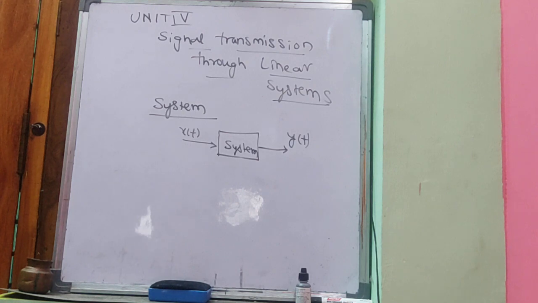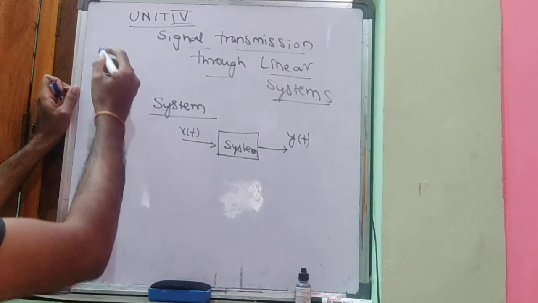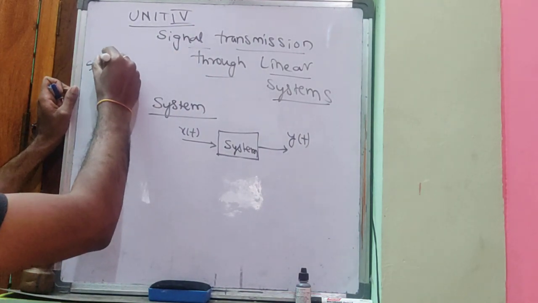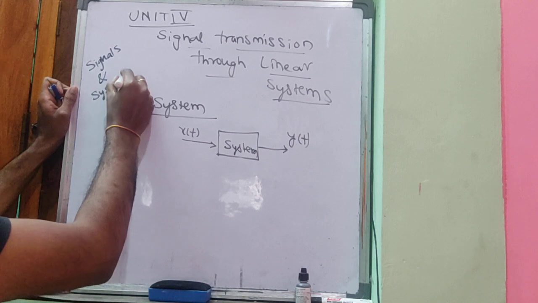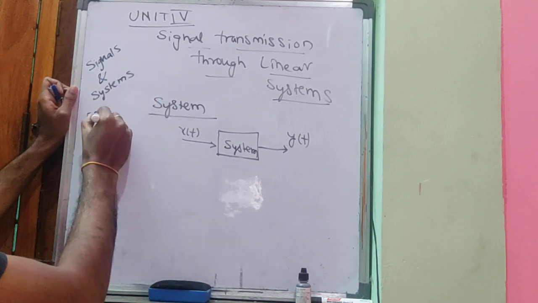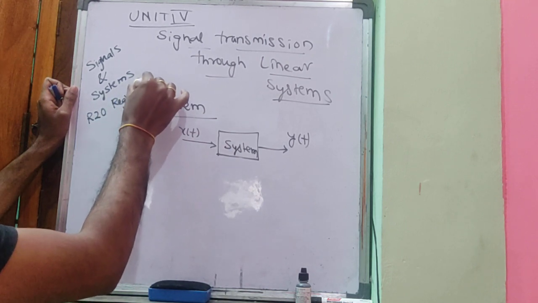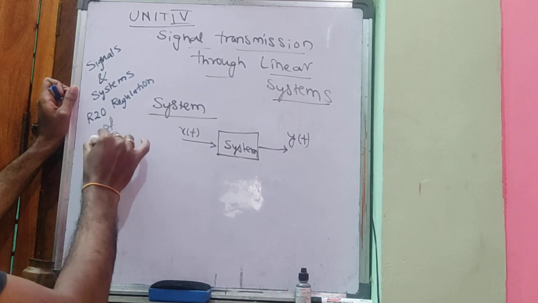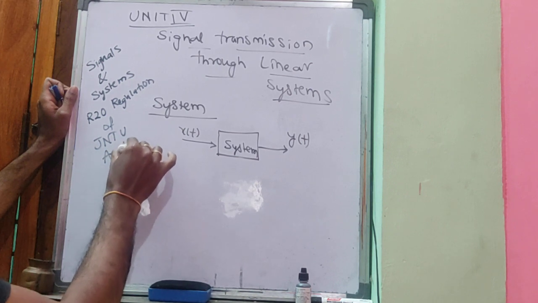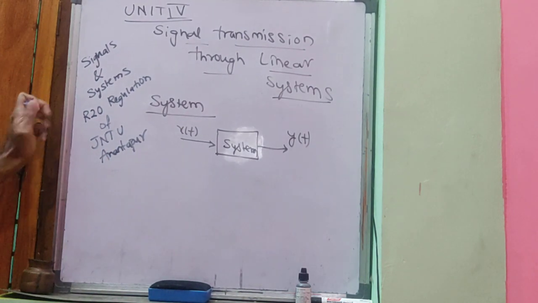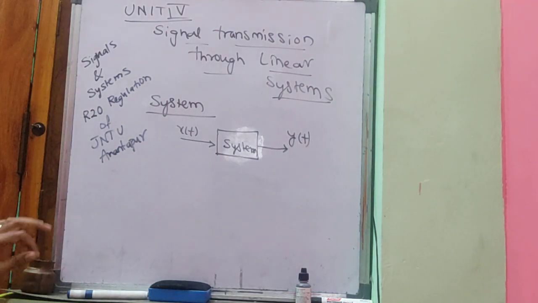Today we will be discussing unit number 4 in the Signals and Systems course. The course name is Signals and Systems, that is the R20 regulation of JNTU Anantapur. Okay.